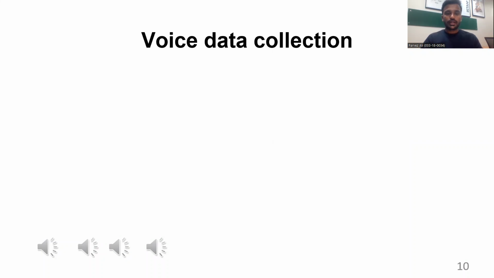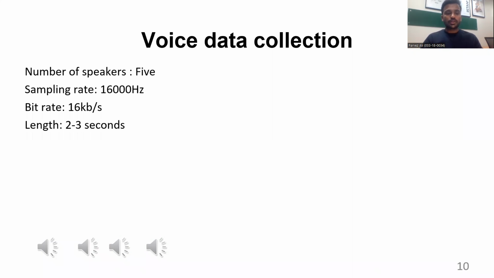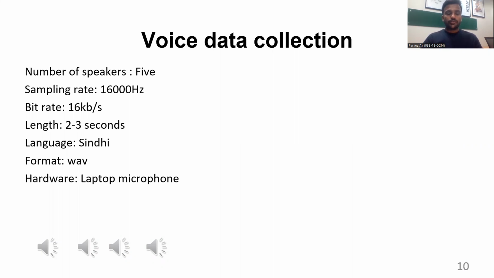So for voice data collection, we chose 5 speakers, and the sampling rate at which we recorded the samples was 16 kilohertz, and the bit rate was 16 kilobits. The length of each phrase or sentence was between 2 to 3 seconds, and the language that we used was Sindhi. The format used to store the data was .wav, and the hardware used to collect data was our laptop microphone. The software that we used was EaseUp Recorder. The total size of data that we got was 54.94 megabytes.